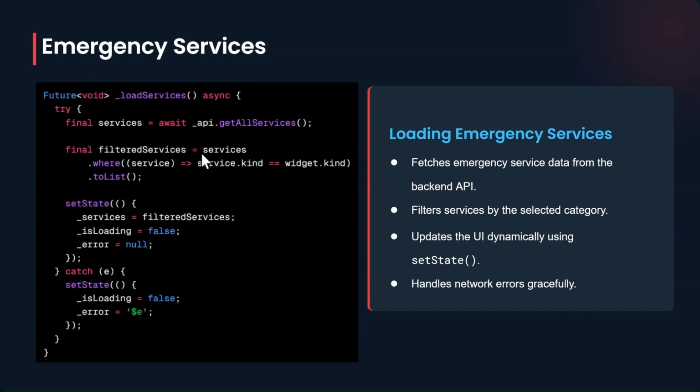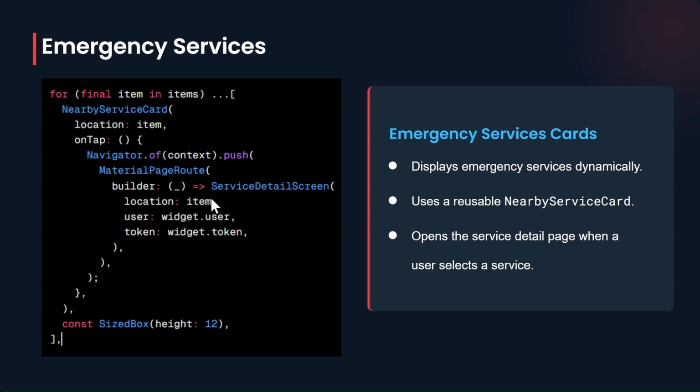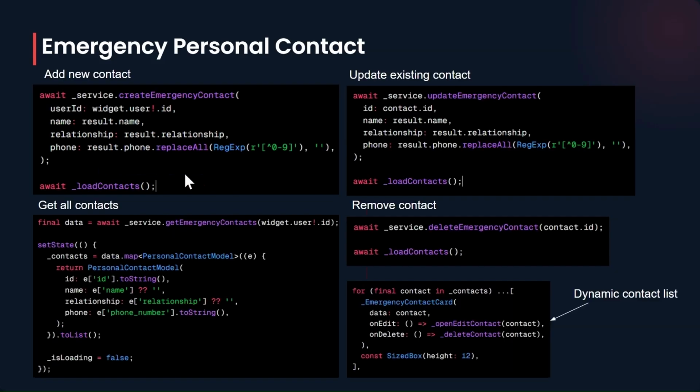Next, we move to emergency service. Here is the logic to load the services from a backend API and update the UI dynamically. Next is the emergency service UI card. It displays emergency services dynamically using the reusable nearby service card, and also opens the service detail page when the user selects each service.